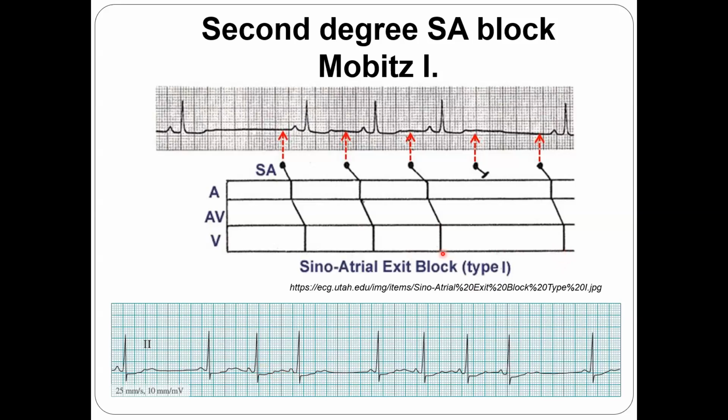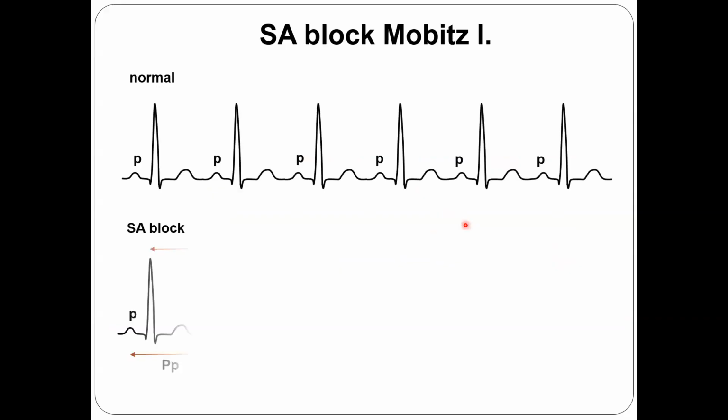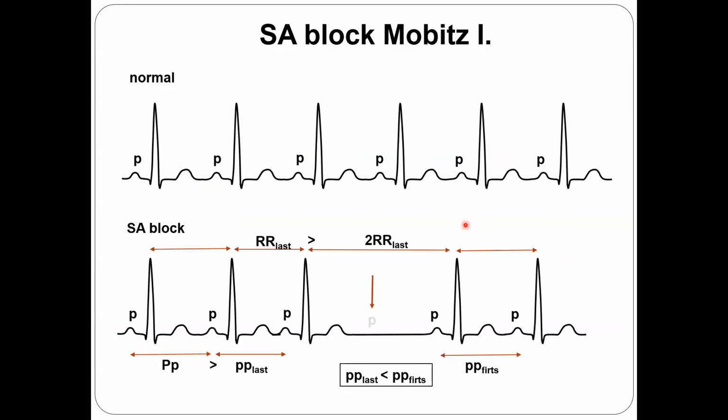If this distance is shorter than the last PP interval, it means Mobitz type 1. If the distances are equal, that's called Mobitz type 2. Do not worry, because I do not think that during the midterm you will face this kind of ECG. It's not easy to diagnose. You have to have good practice to diagnose this one.